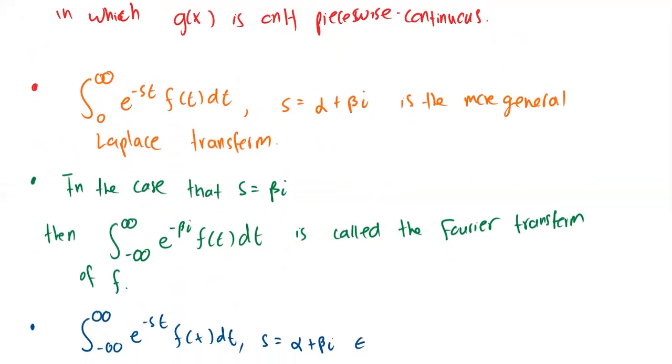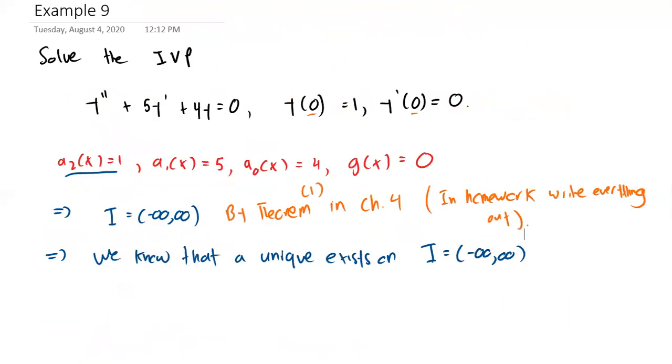Okay. Now, let's do one more example of solving an initial value problem. Here we want to solve the initial value problem y double prime plus 5y prime plus 4y equals 0, given the initial conditions that y of 0 equals 1 and y prime of 0 equals 0.